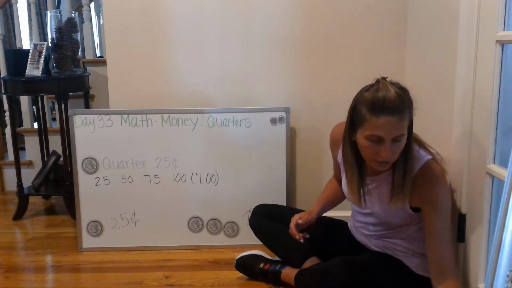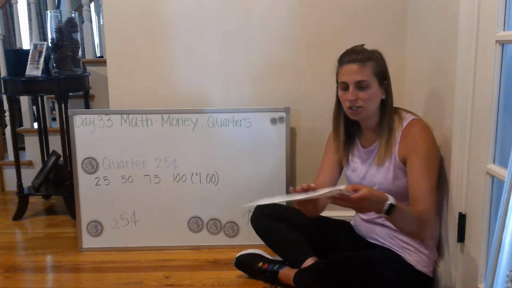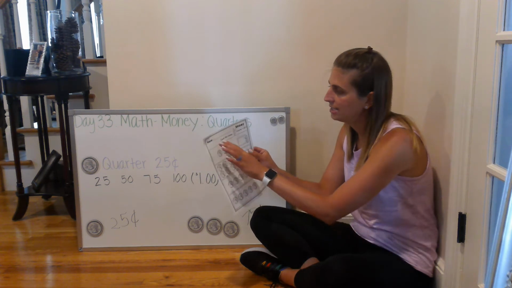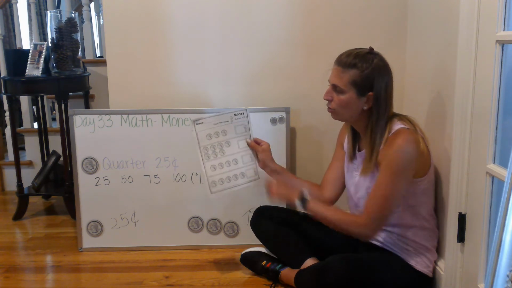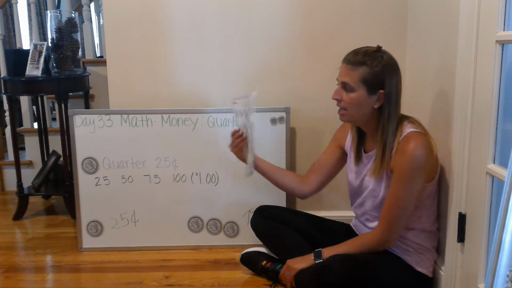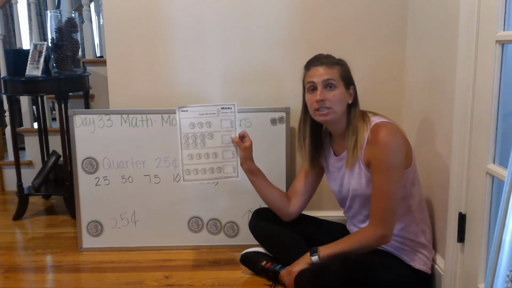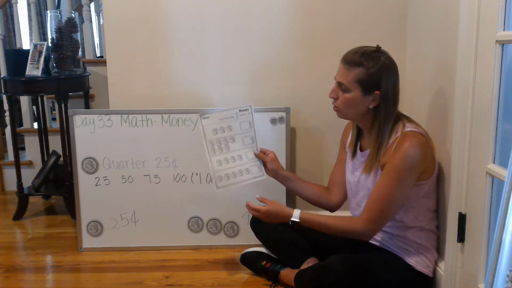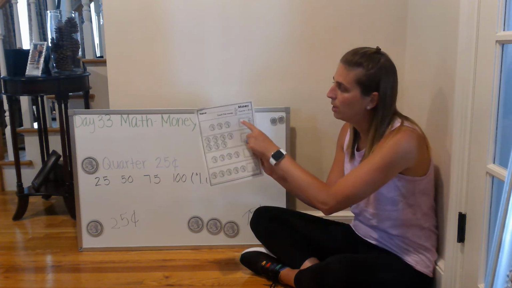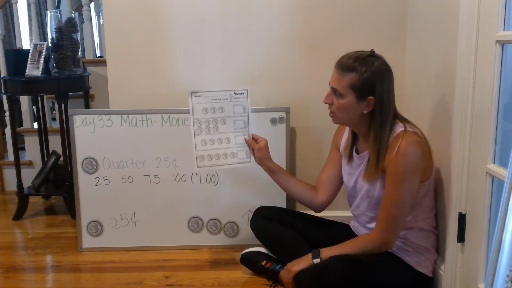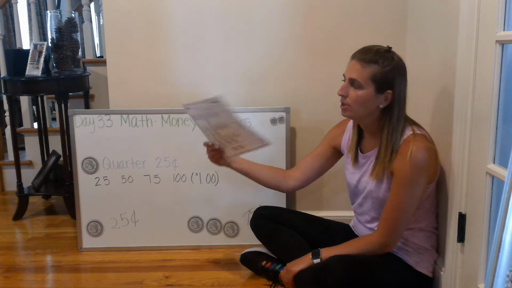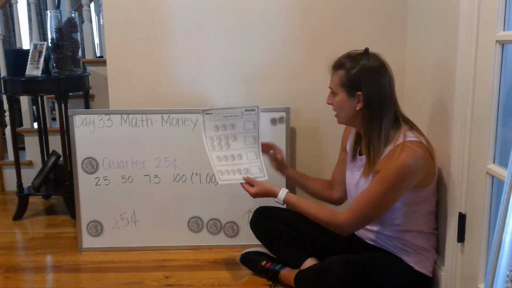Okay, so what you're going to gather from your packet is you're going to find the worksheet that says count the money, and then it says 1 quarter equals 25 cents. It's double-sided. This is found in your packet. You're also going to need a pencil. So the worksheet again is count the money. 1 quarter equals 25 cents. It's double-sided, and you're also going to need a pencil.